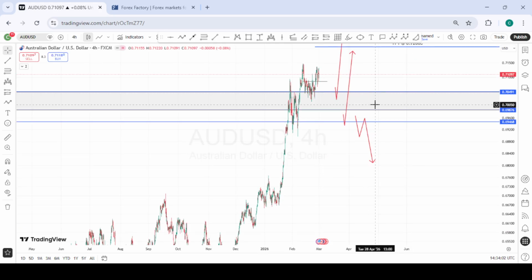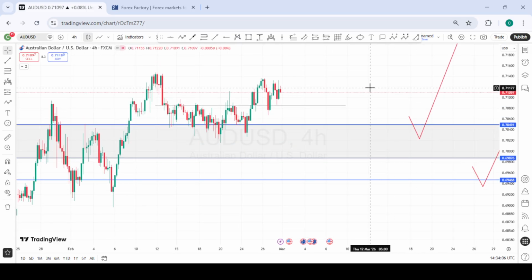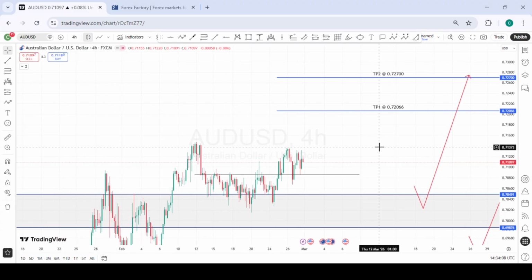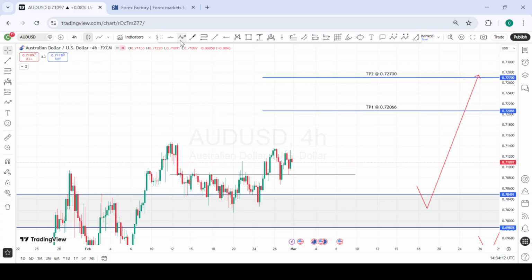So this is AUDUSD. We anticipated that price was going to react from this zone to give us buying opportunities to the upside. We got a reaction, but we didn't get an entry opportunity. So going into next week, if we get a retest of this structure point, and we get buying confirmations, we'll be looking forward to take the buys to the upside.